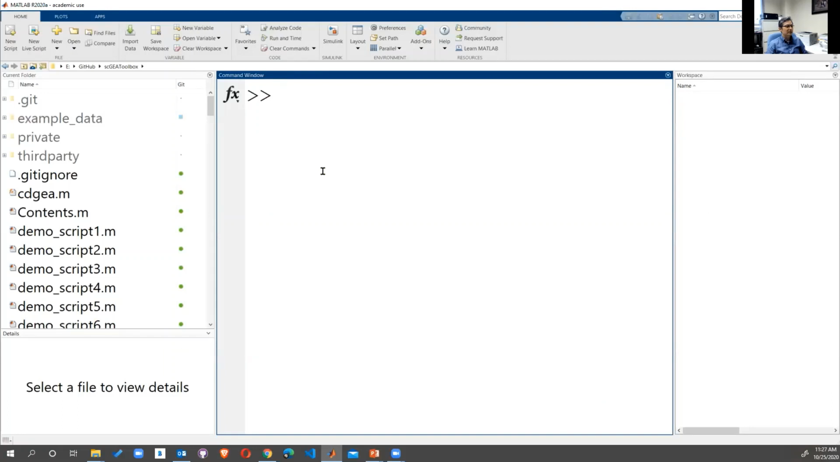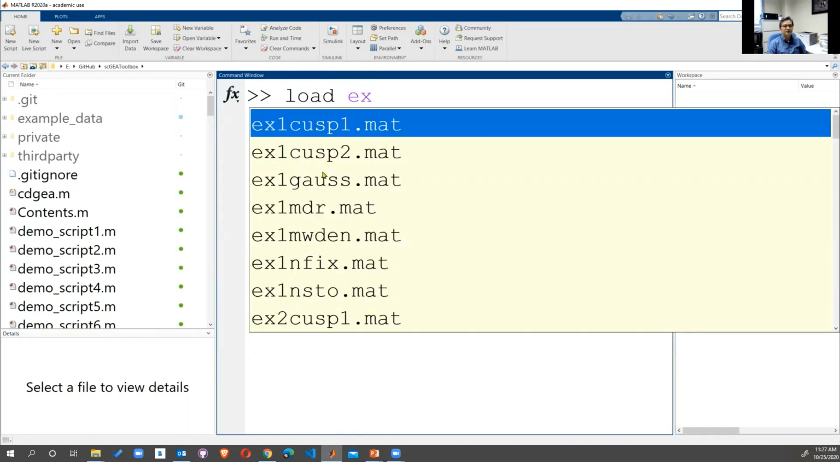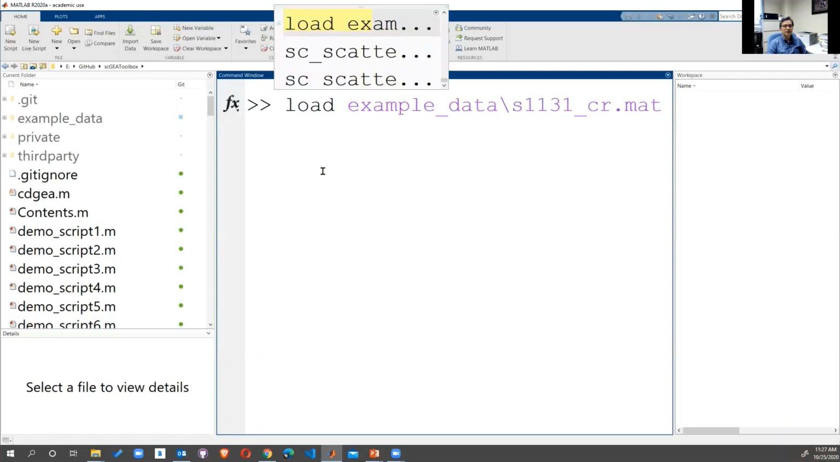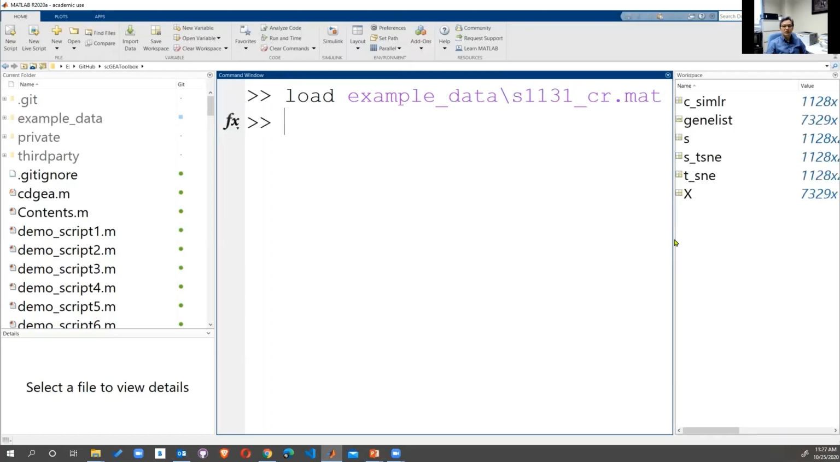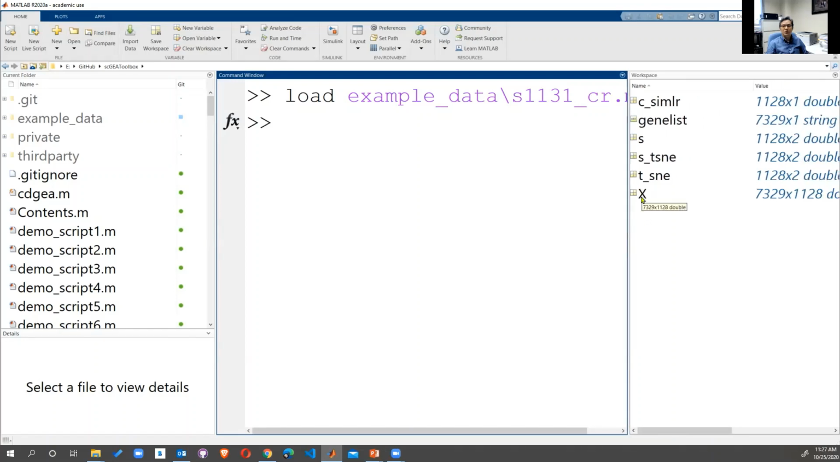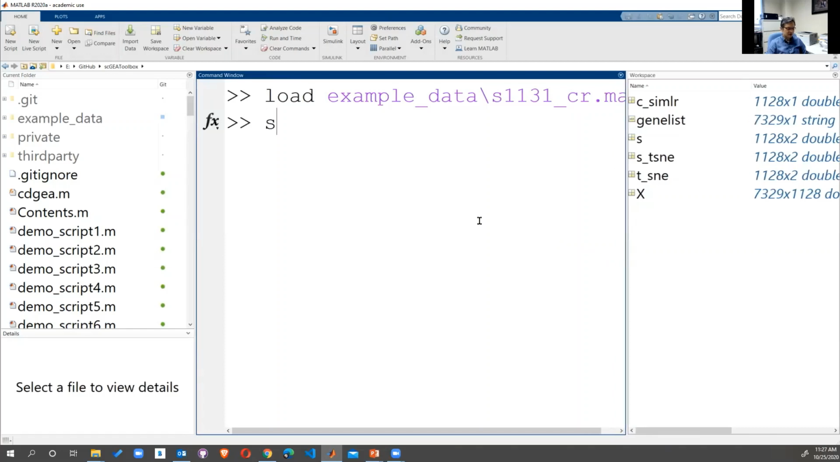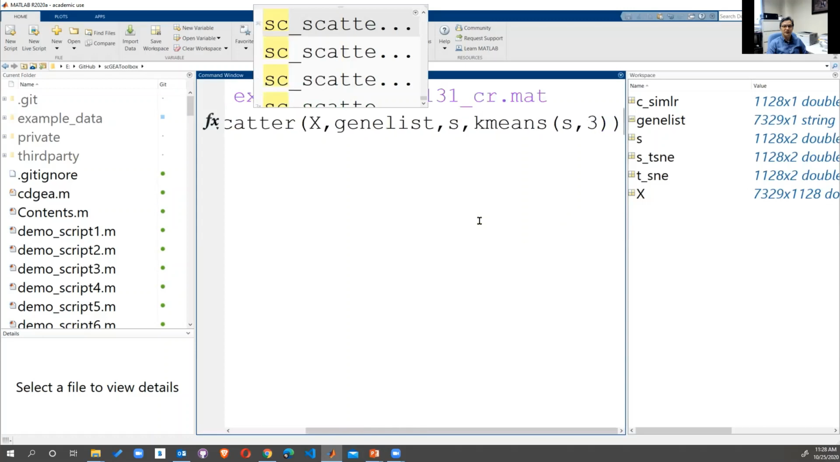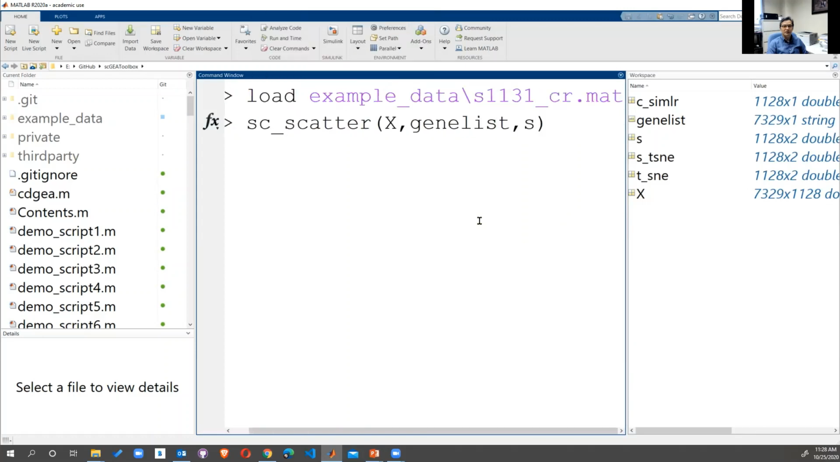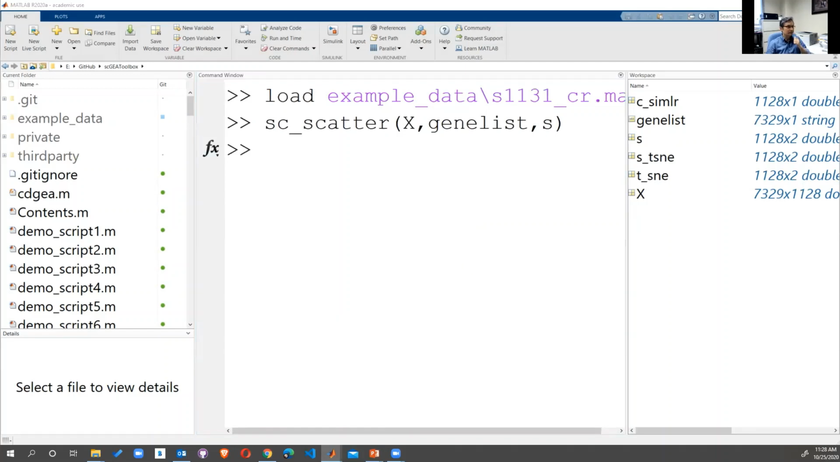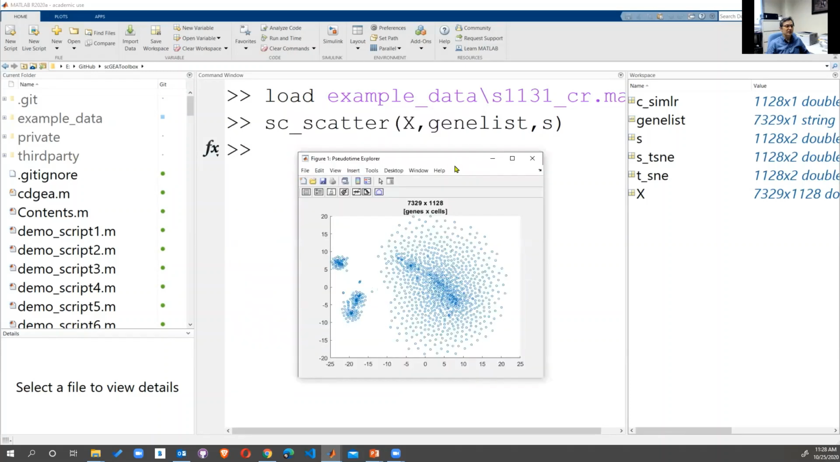Okay, this is my MATLAB interface. I'm going to load my example data. This data contains over 1,000 cells, and I already used tSNE to obtain the lower dimension representation of the cells. This is what it looks like. As we saw in the previous slide, we have three clusters. Obviously, we can detect them visually.